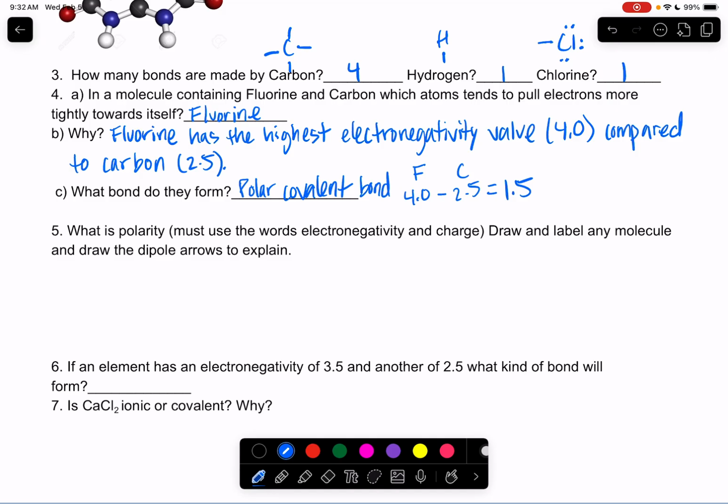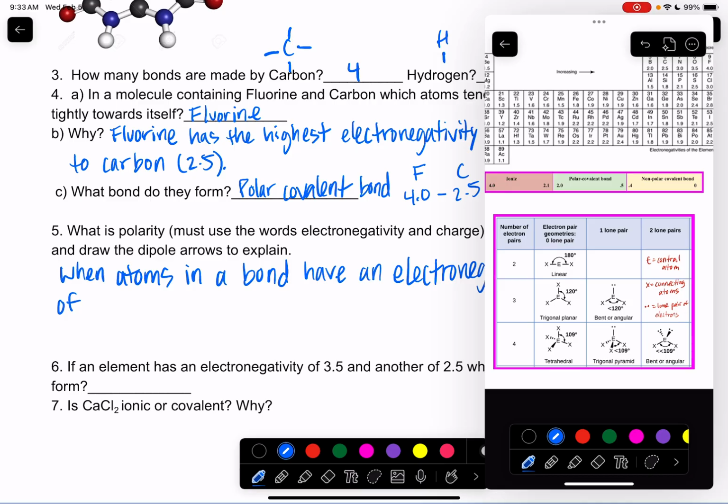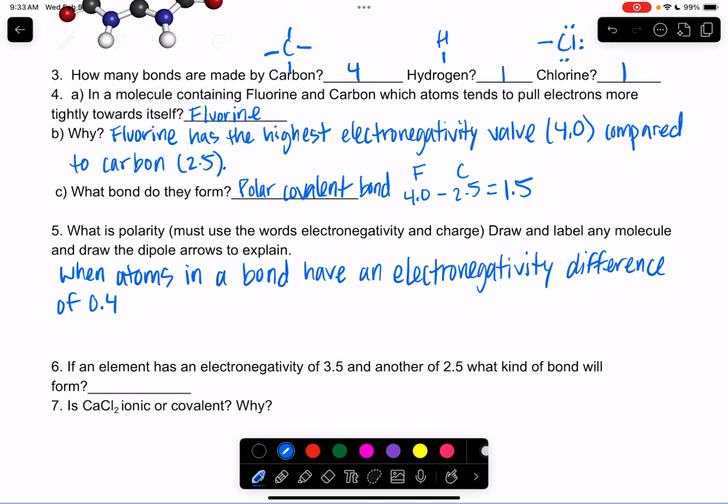Okay, so polarity is when atoms in a bond have an electronegativity difference of 0.4, because that's where the scale starts, causing a partial positive and negative charge.